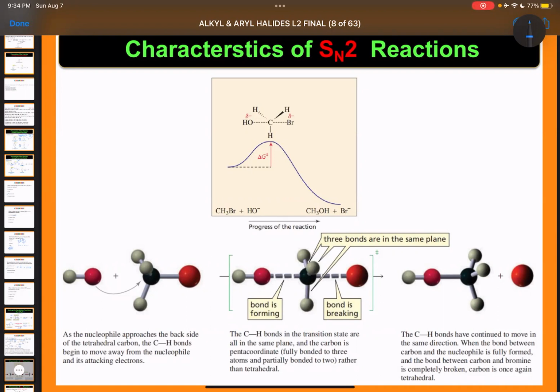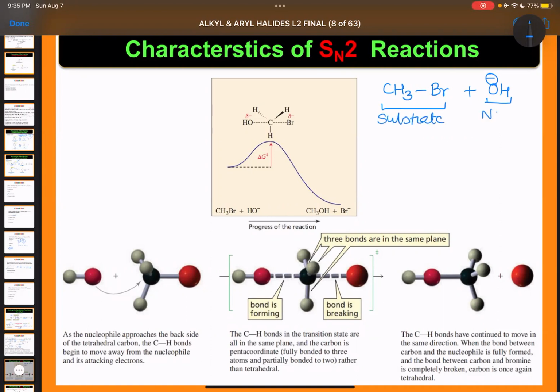Let's take an example. The example which we just saw in the last slide, let's take that example again. I'm writing it again for clarity. This is the nucleophile, and the reactant on which the nucleophile attacks is known as the substrate.